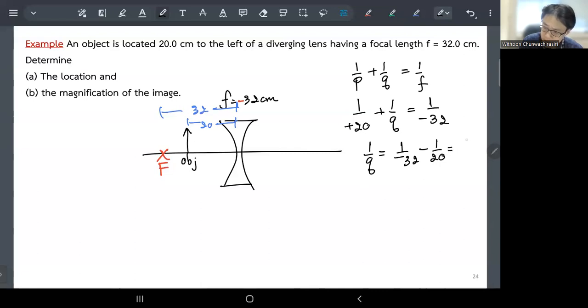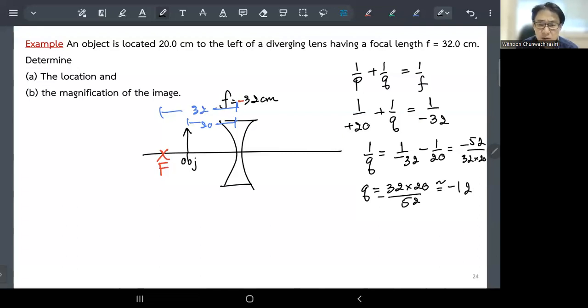It's negative 52 over 32 times 20. I'll just do some simple math here. And the Q is, don't forget to flip it over one more time. So it's going to be 32 times 20 over 52 with the negative sign. All right, guys. So how much is it? Let's say approximately about 12. Can I say that? Approximately. Yeah, pretty close. It's about 600 something divided by 52. Yeah, that's roughly about 12 centimeters.